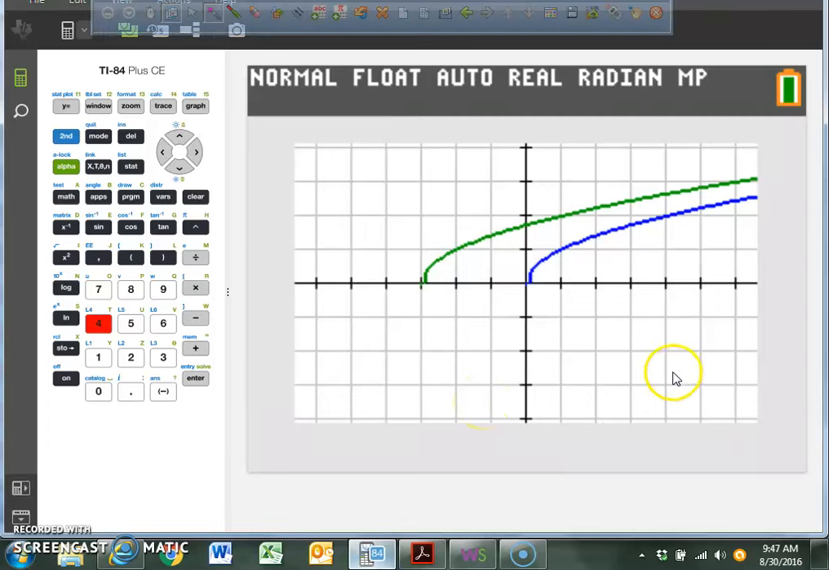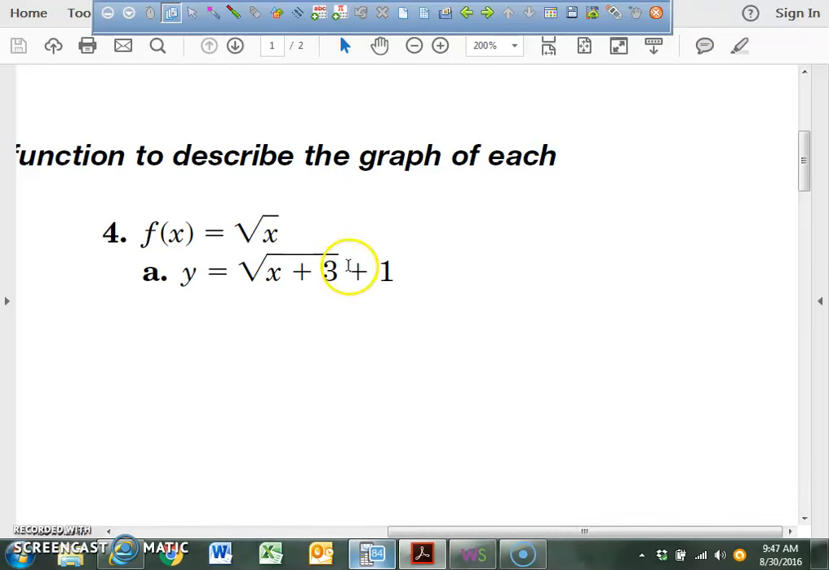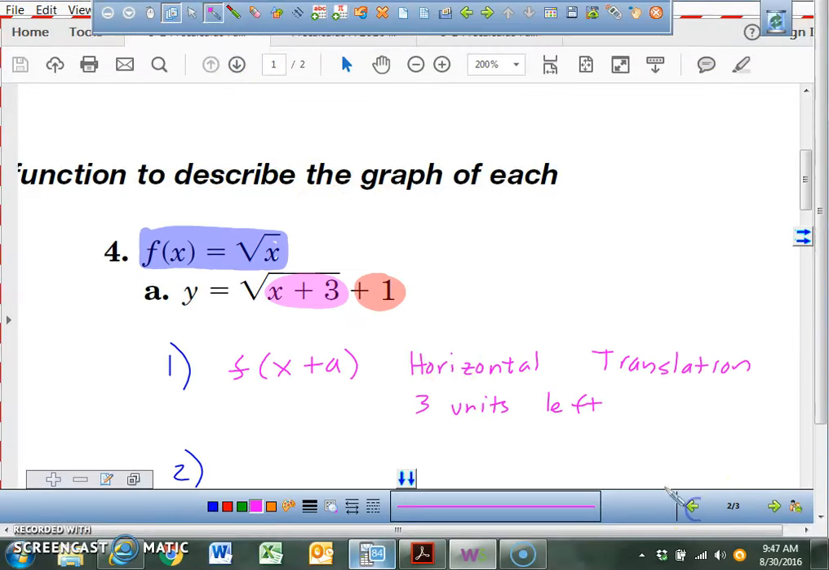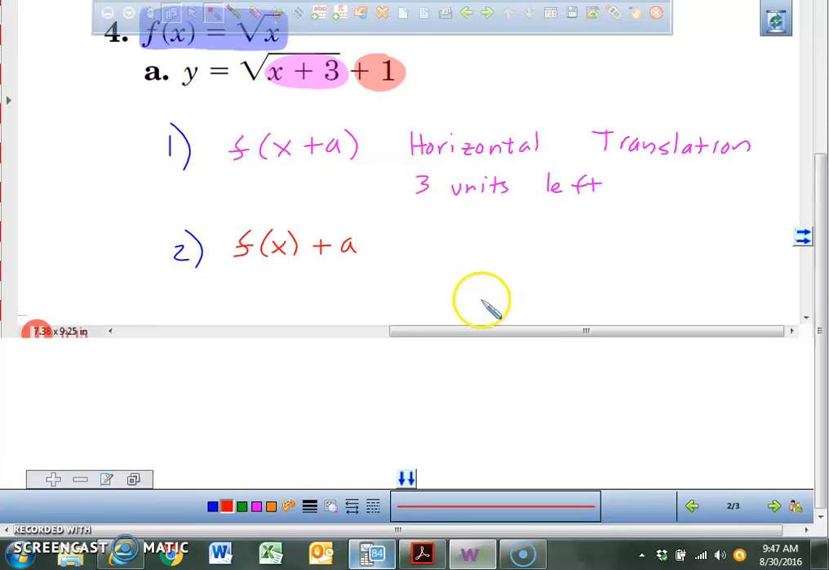All right. So the next part that we're going to look at is what's happening with the 1. And that's specifically dealing with you have a function f of x, but now you're adding a constant at the end. So Shayla, what's happening with this one? What did you put? Okay, vertical translation. Correct, vertical translation. 1 unit up.